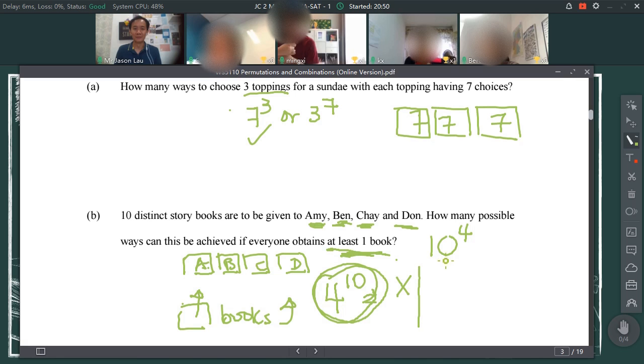No. Also no. You need to be careful. If you want to have at least one book for each person, then first of all, you fill up each one book. You get what I mean? Because the books are distinct. Oh, are distinct. Okay.